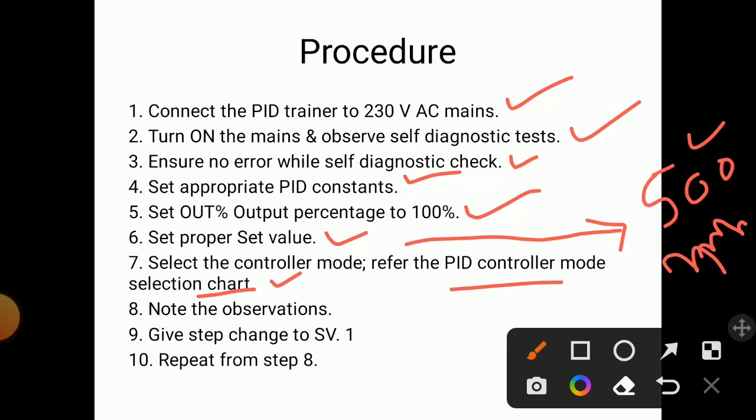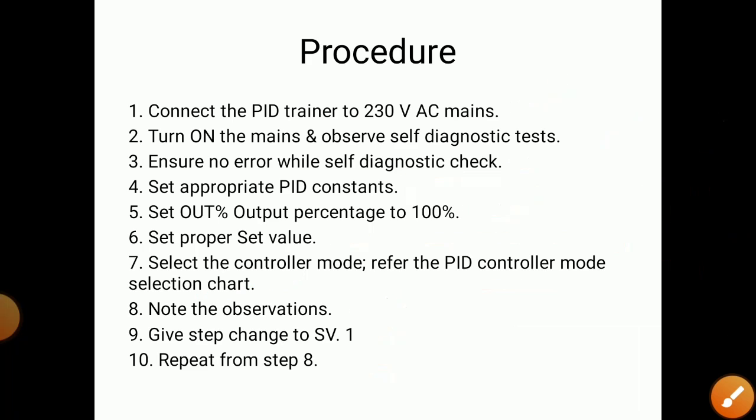Now note the observations. Give a step change to the set point value and repeat from step 8. So like this we have to note down the observations.